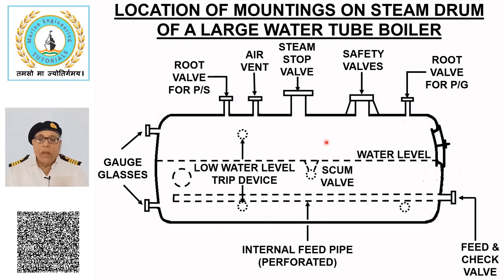Scum valve. Purpose of this scum valve is to remove any oil or floating scum on the water surface. It is installed on steam drum at normal water level and is connected with a pan. Blowdown valve is installed at the bottom of the boiler shell or in water drum to remove precipitated sludge or for lowering the concentration of dissolved salts. It is also used to empty the boiler for carrying out inspection and repair.